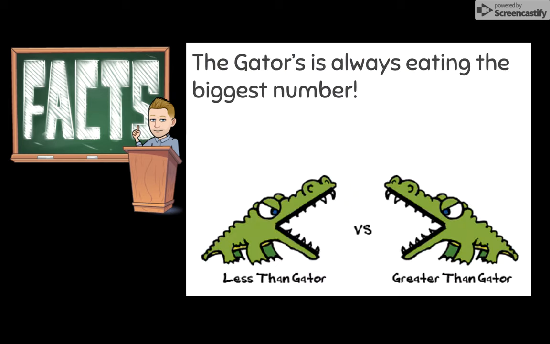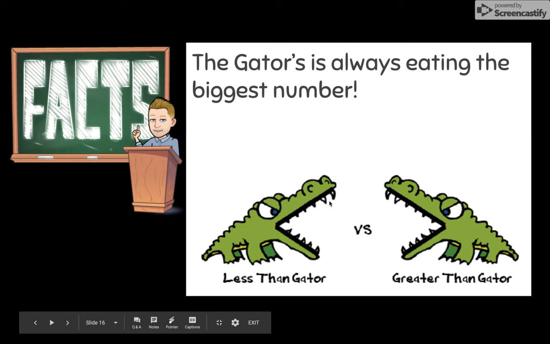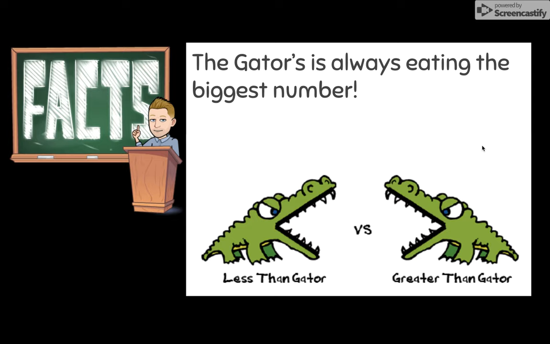And here's a good trick to remember it. The gator's mouth is always eating the biggest number. So on the left-hand side, we have the less than gator. And on the right-hand side, we have the greater than gator. Remember, the gator's mouth is always eating the biggest number.